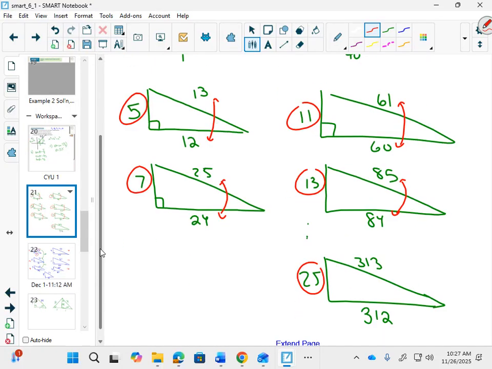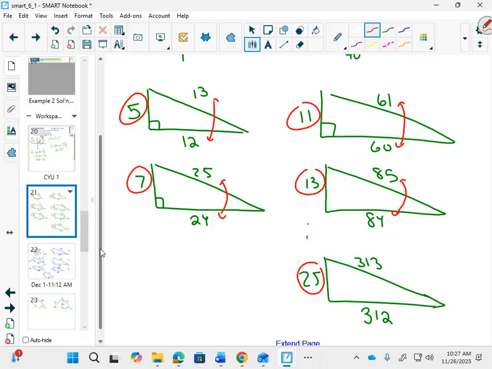Now, of course, to figure out the 25 one, you'd have to know what 25 squared is. So maybe that's not in your mental math. 625. And 625 divided by 2 is 312.5. So does it make sense that this would be 312 and that would be 313? Pretty cool. Now this is just one set of Pythagorean triplets.